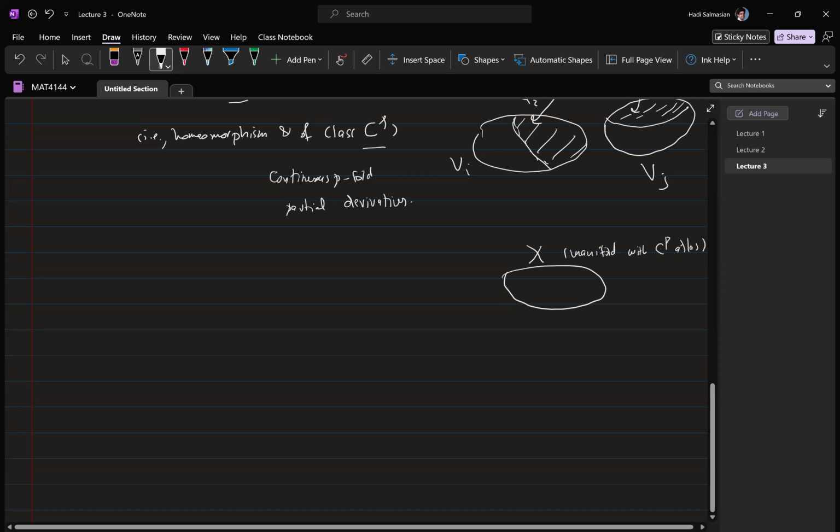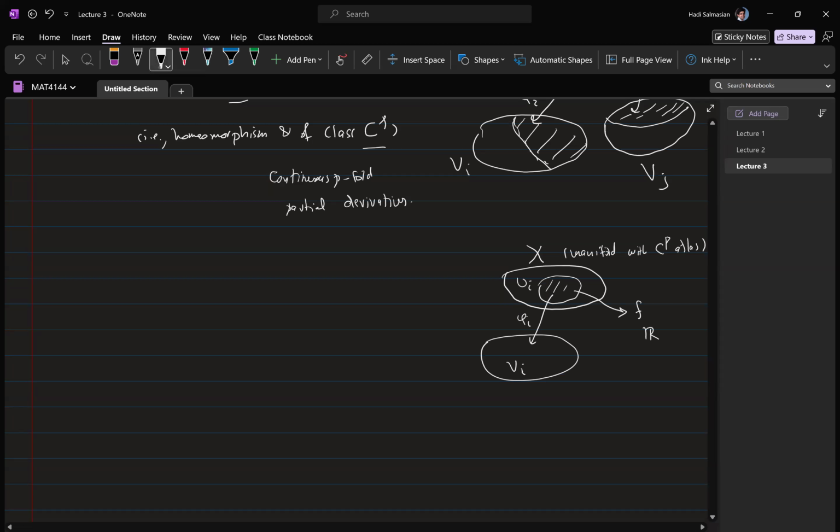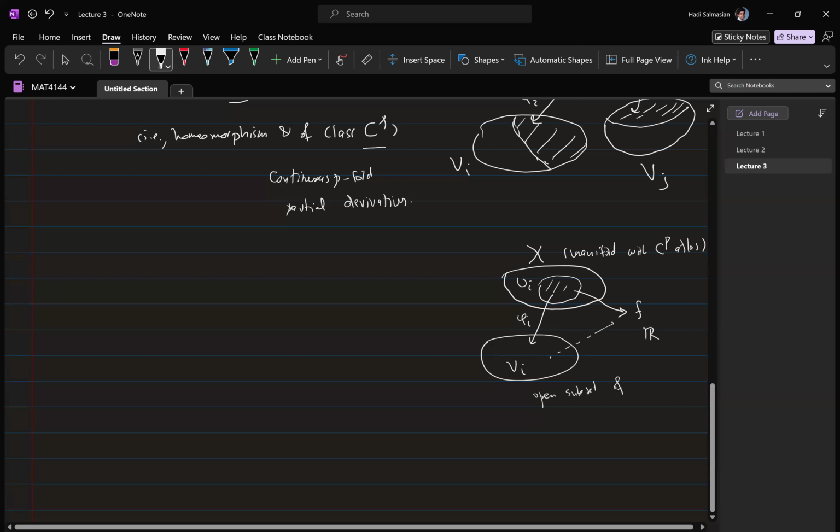And now you have a map defined on some open set here. Let's say some open set, which is contained in some U_i, doesn't matter. You have some map f with values, say, in R. So what you can do is you can do the transition by phi_i to this V_i. And now you can differentiate this map because this is now a map from an open subset of some R^n to R. So this differentiation is calculus. You can do this now.